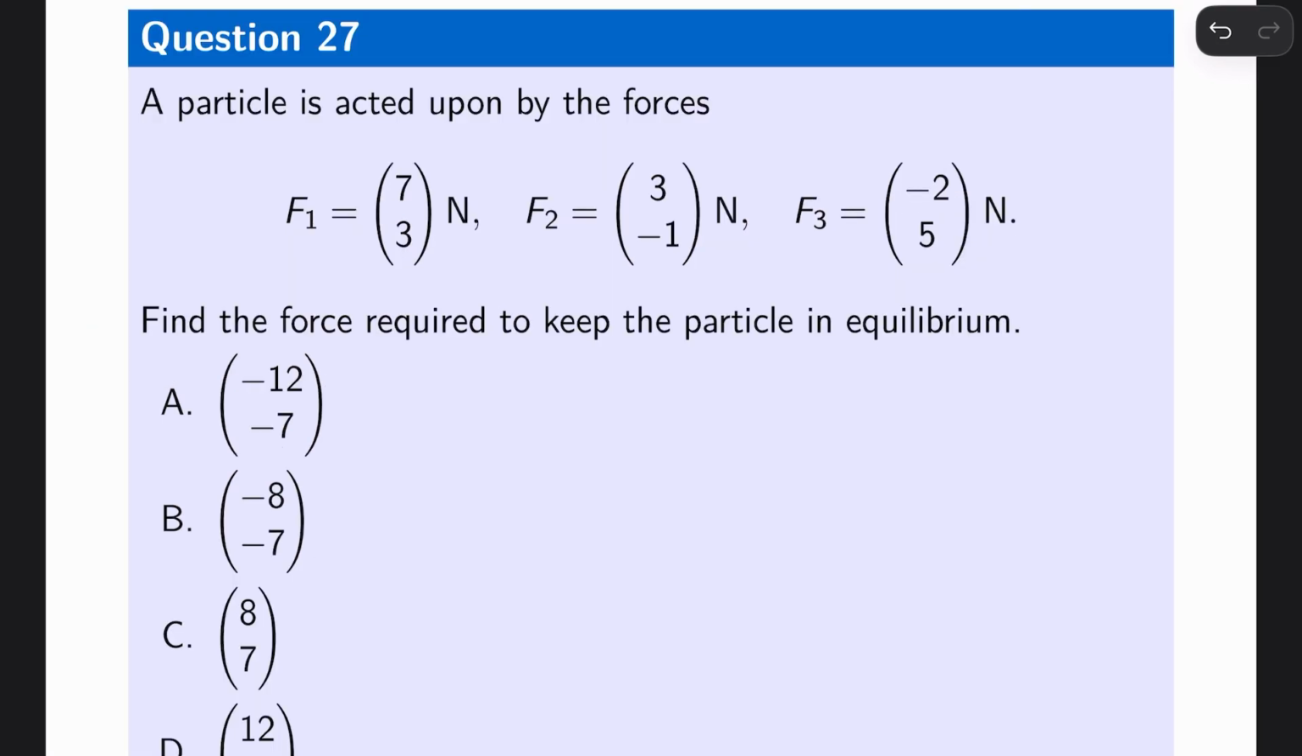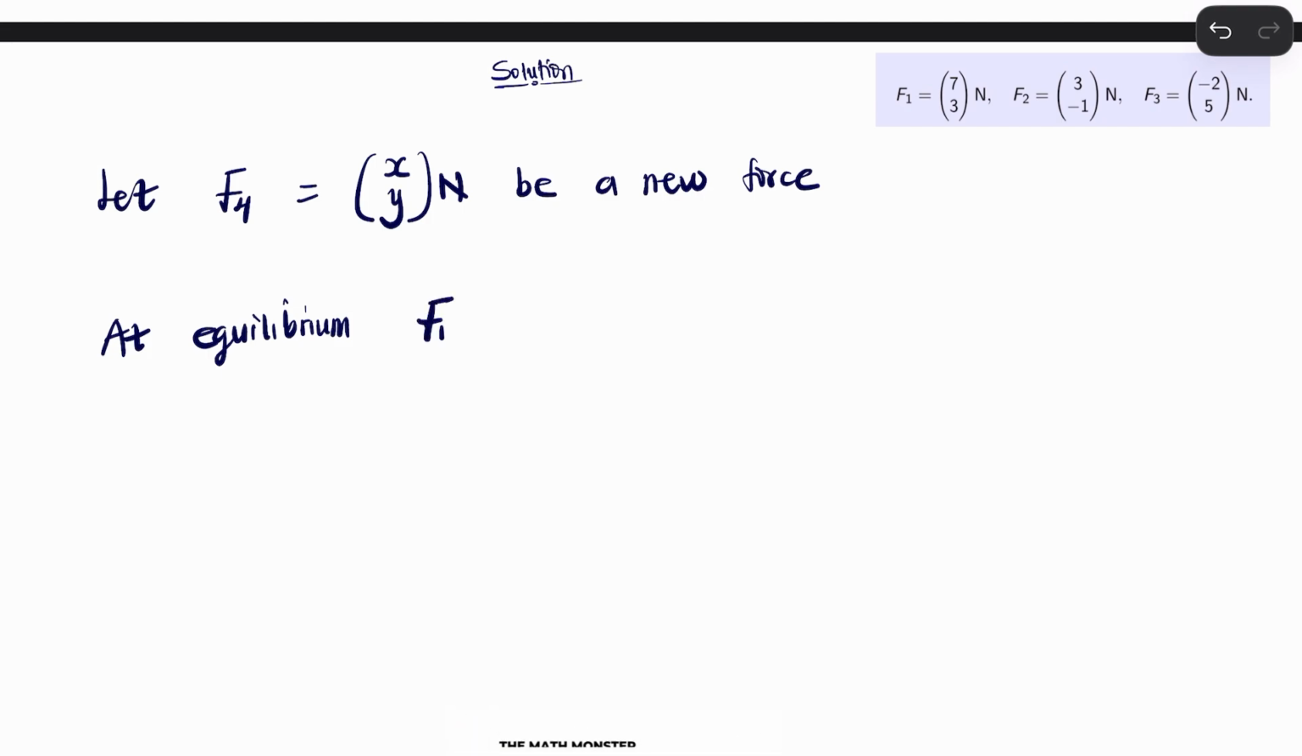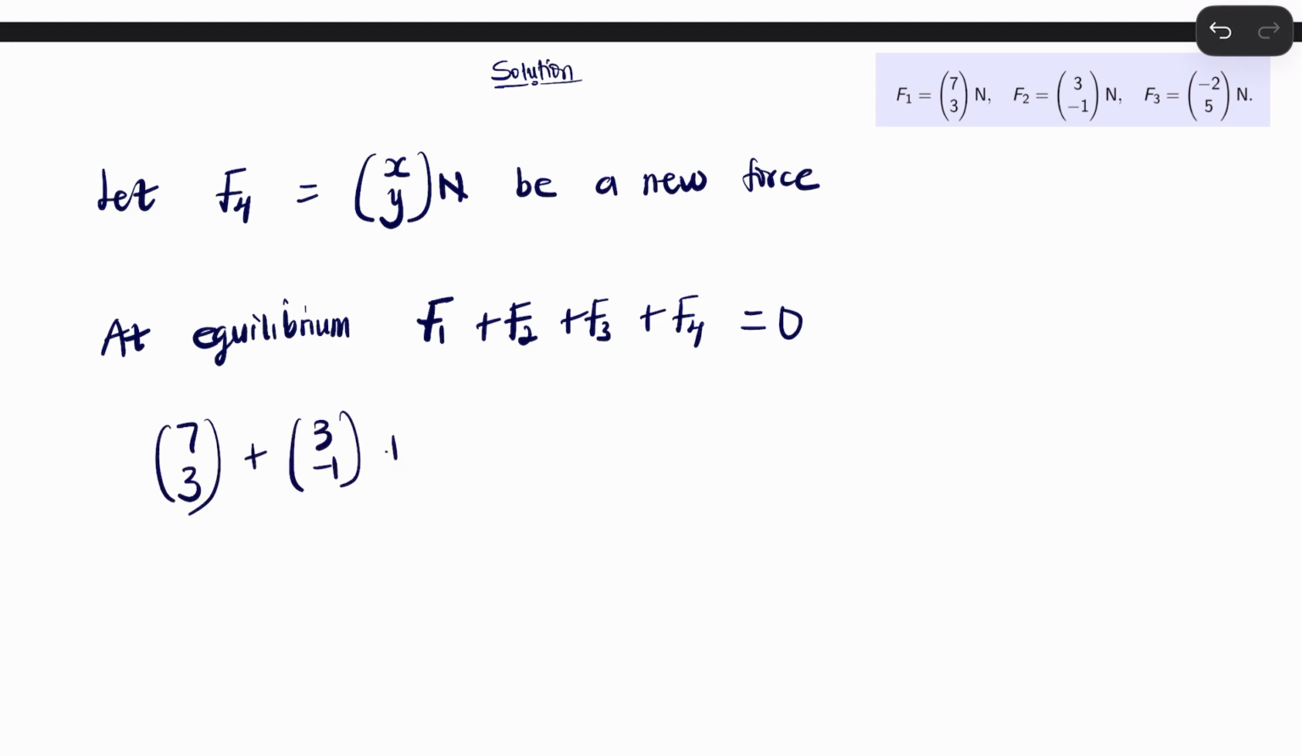Question number 27. A particle is acted upon by forces F1 given as this, F2 and F3. Find the force required to keep the particle in equilibrium. Thus, at equilibrium, F1 plus F2 plus F3 plus F4 should be equal to 0. So we are going to have (7, 3) plus (3, minus 1) plus (minus 2, 5) plus (x, y) should be equal to (0, 0). Right, then we now solve for x and y.